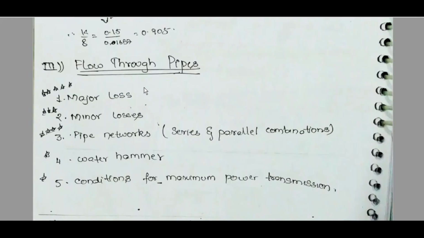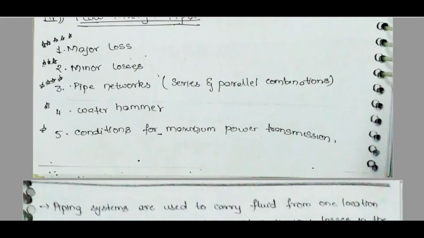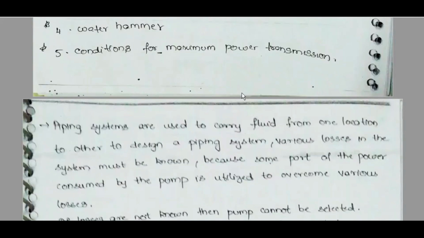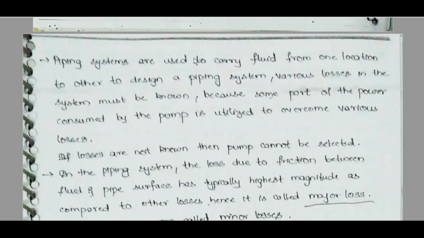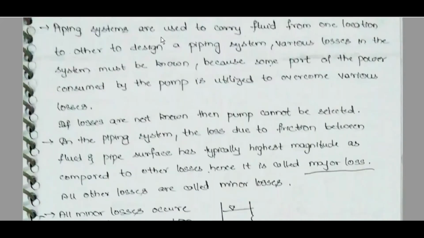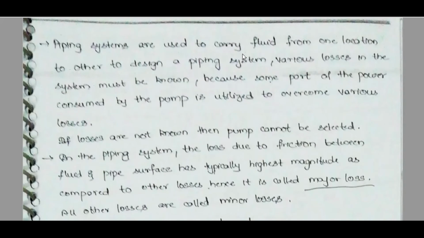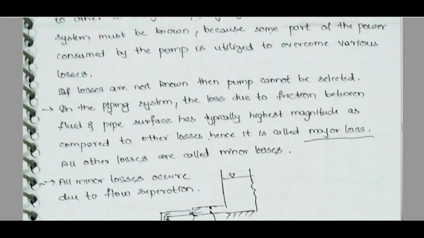Flow through pipes: major loss, minor loss, pipe network, series and parallel combination, water hammer, conditions for maximum power transmission. Piping systems are used to carry fluid from one location to another. To design a piping system, various losses in the system must be known, because some part of the power consumed by the pump is utilized to overcome various losses. If losses are not known, then the pump cannot be selected.